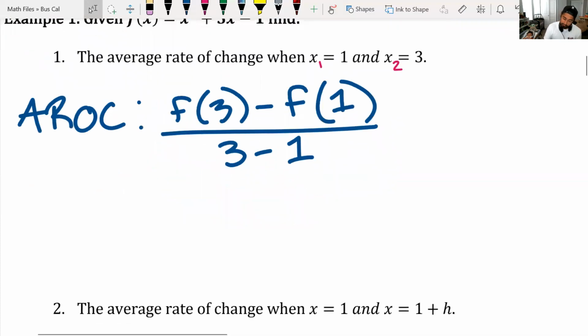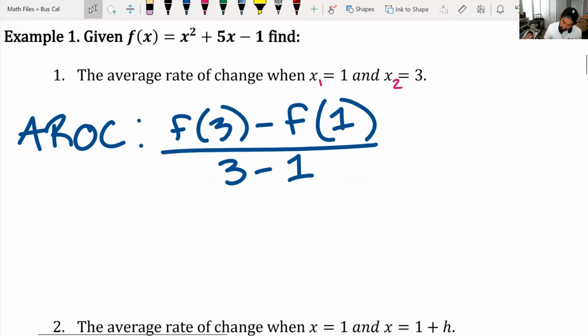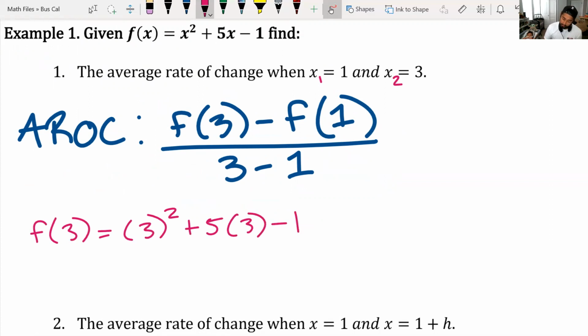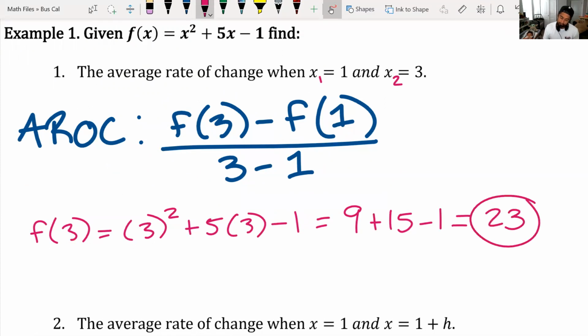I'll do that down below. I'll say f of 3 is going to give me 3 squared plus 5 times 3 minus 1. And I'll get 9 plus 15 minus 1, which will give me 24 minus 1, so 23. Okay. So above, I'll write that in. f of 3 becomes 23.